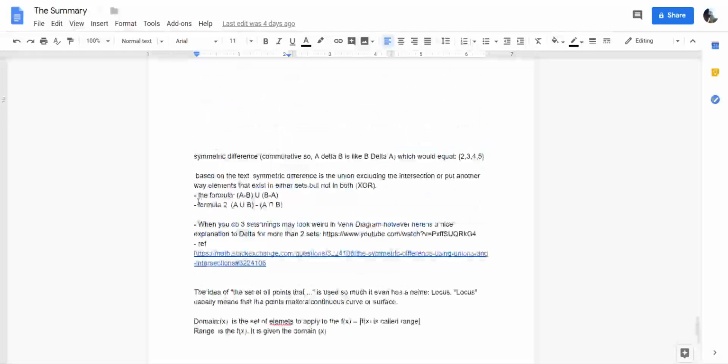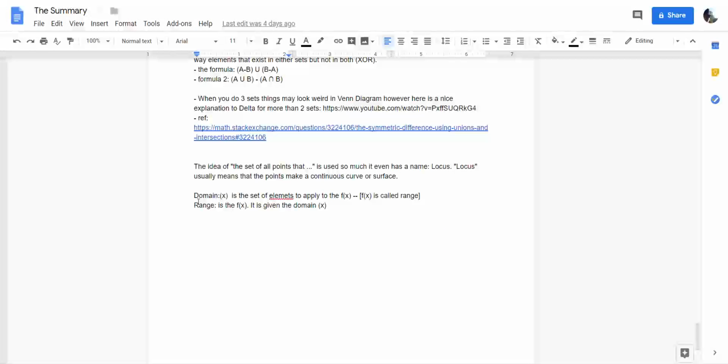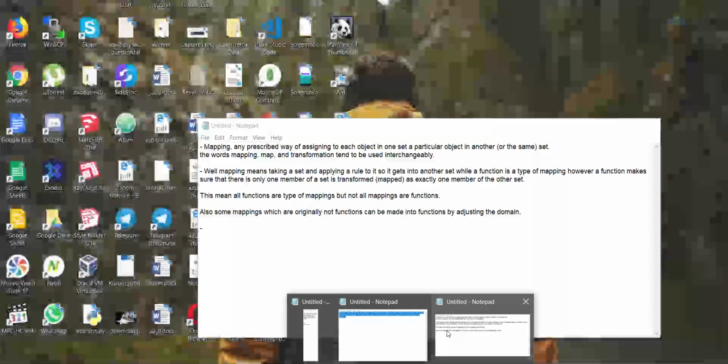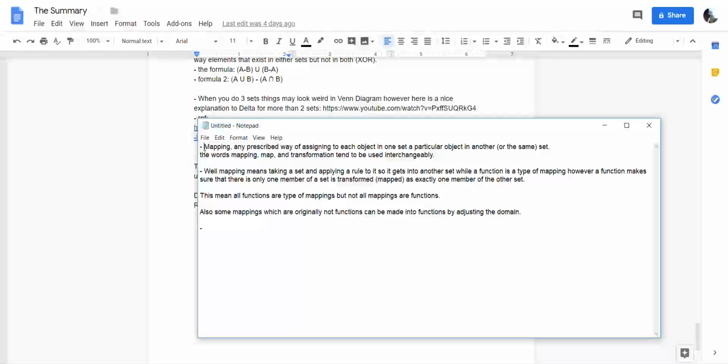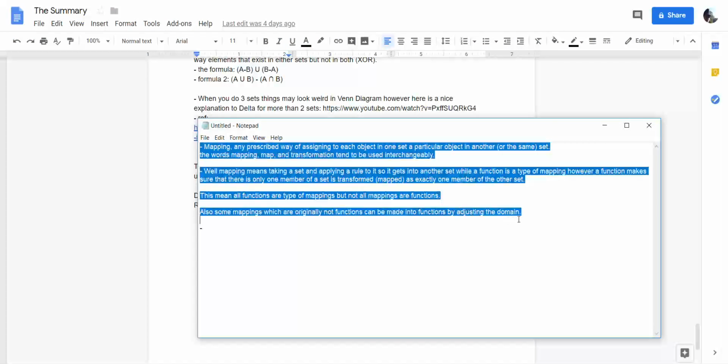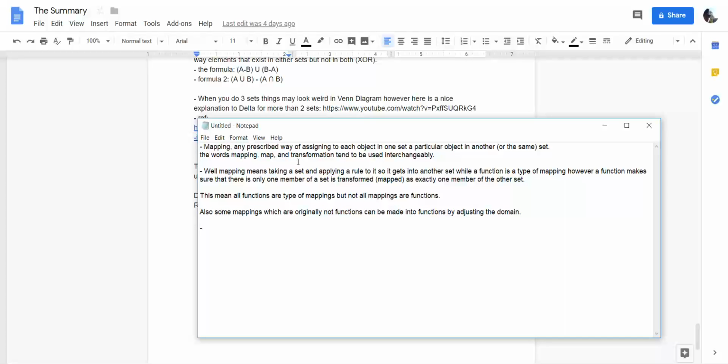All right. So what else have we talked about? This is the domain and this is the range. Yeah, this is completely all right. The other thing we talked about was the mapping. I had this noted down because different sources use different terminologies.